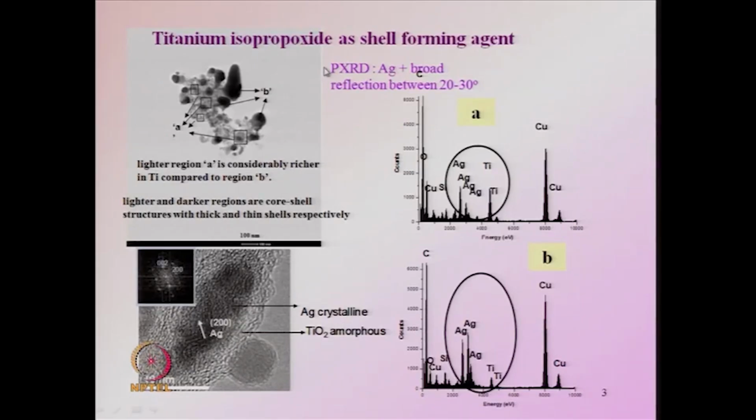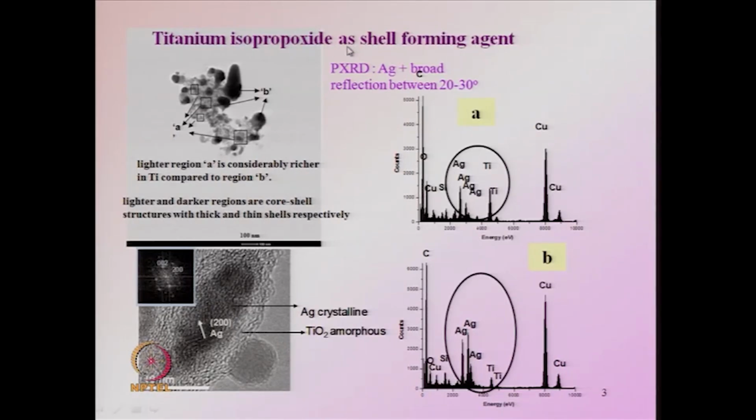Now, how do you make these TiO2 based core shell structures? We discussed a little bit earlier on silica based shell on metal particles, and there we started with an alkoxide of silicon. Here you have to start with an alkoxide of titanium. Titanium isopropoxide is the most commonly used chemical reagent, which is used as the shell forming agent.